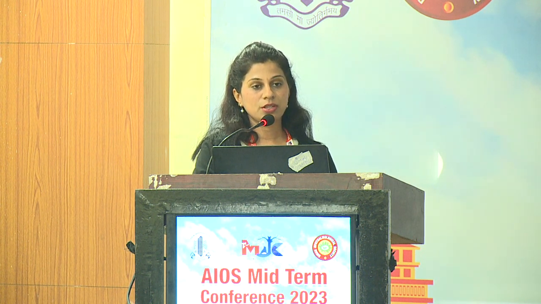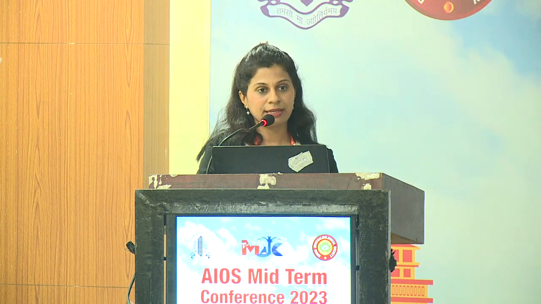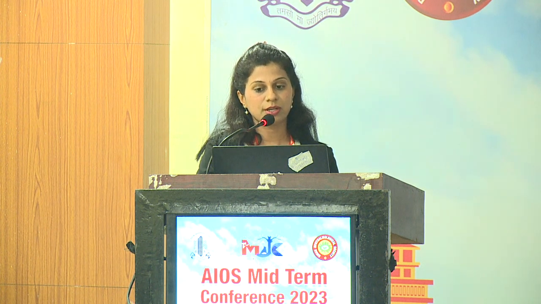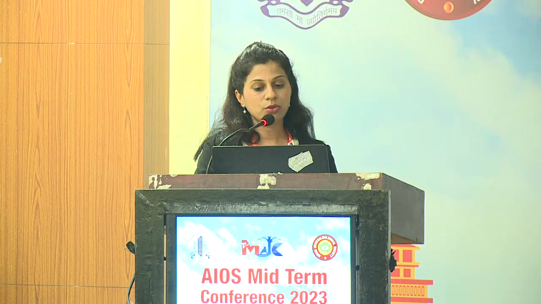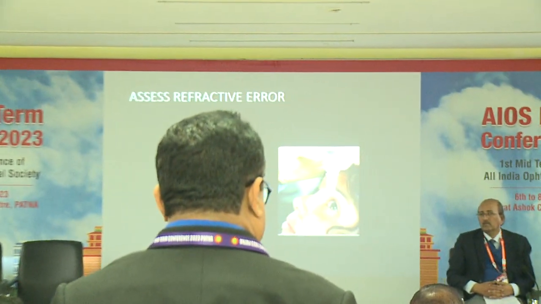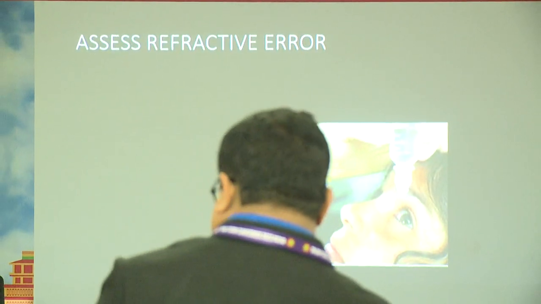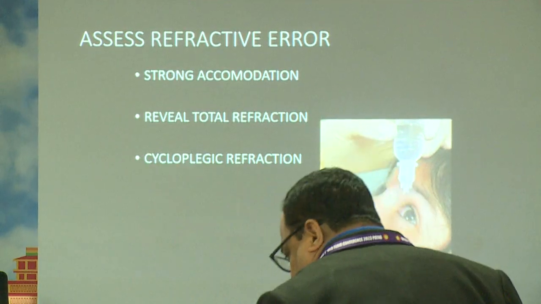And nowadays, with the children learning alphabets early, we shift them to LEA symbols and HOTV charts quite early, and it does give us an exact visual acuity of the child. Once we get the visual acuity, the next step would be to go for the refraction. Remember, in case of children, they have a very strong accommodation. A thorough cycloplegic refraction is mandatory to get the total refractive error which the child is actually having.